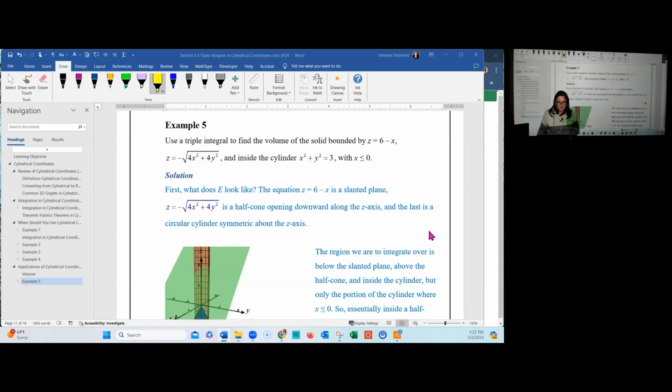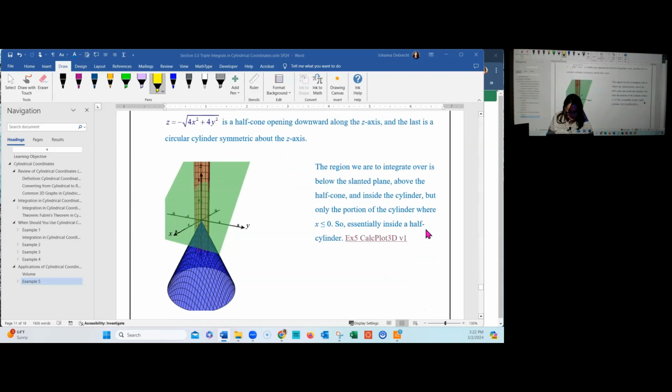This is going to cut our cylinder in half so that we don't get the full circular cylinder, we just get half of it. If we take a look at what this looks like out on CalcPlot 3D, you can see that you do have a half cylinder, you've got a slanting plane coming through it, and a downward opening half cone, which is sticking up inside of the half cylinder.